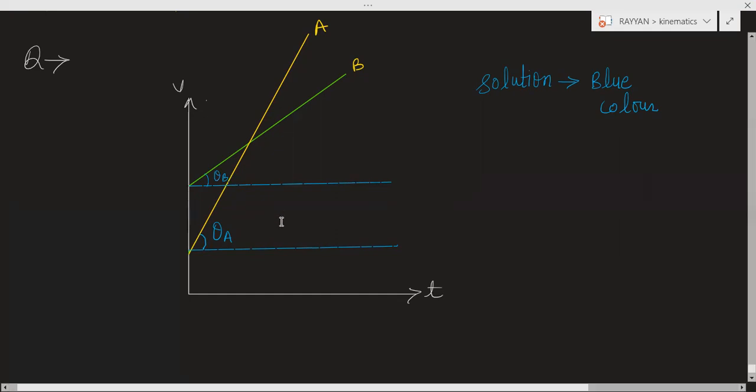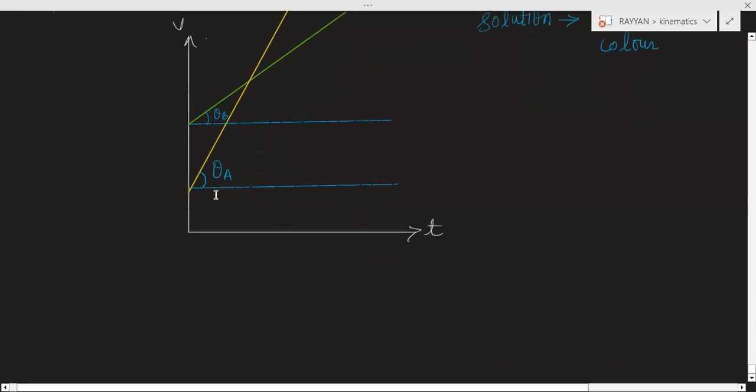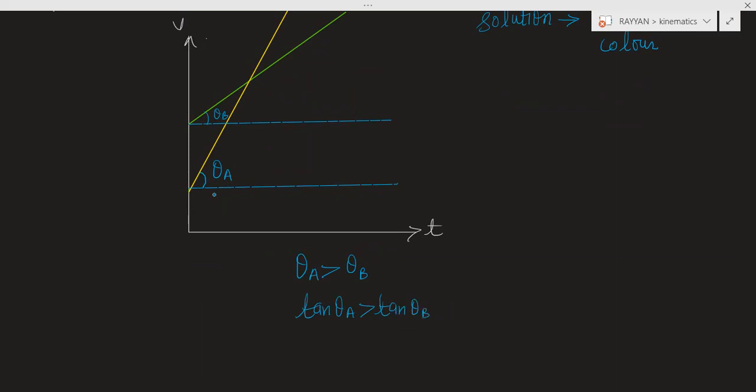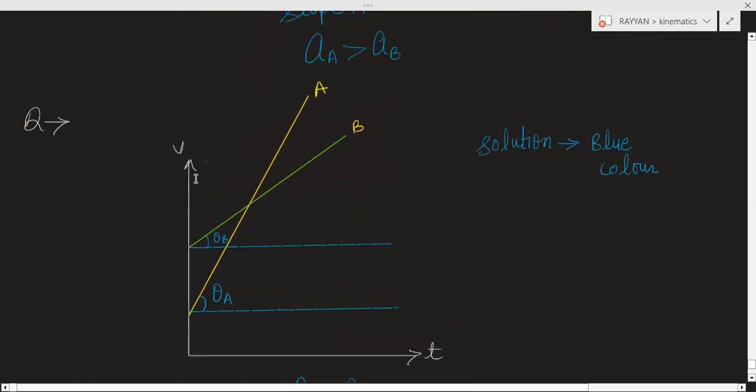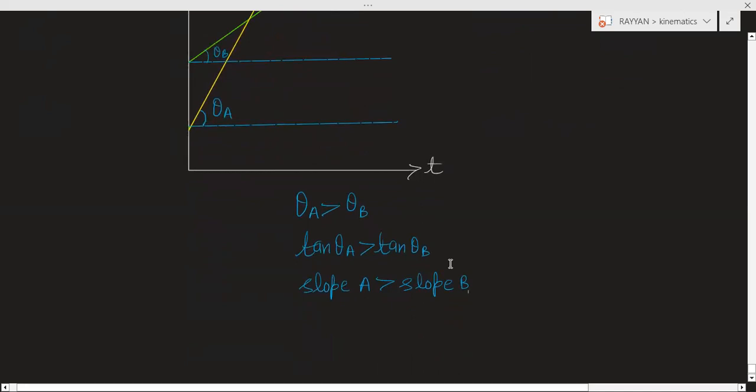A. Because theta A is greater than theta B, means tan theta A will be greater than tan theta B, means slope of A will be greater than slope of B. What is the slope of velocity time graph? Acceleration. So acceleration of A is greater than acceleration of B. In this way you have to solve, with a neat and clean solution.